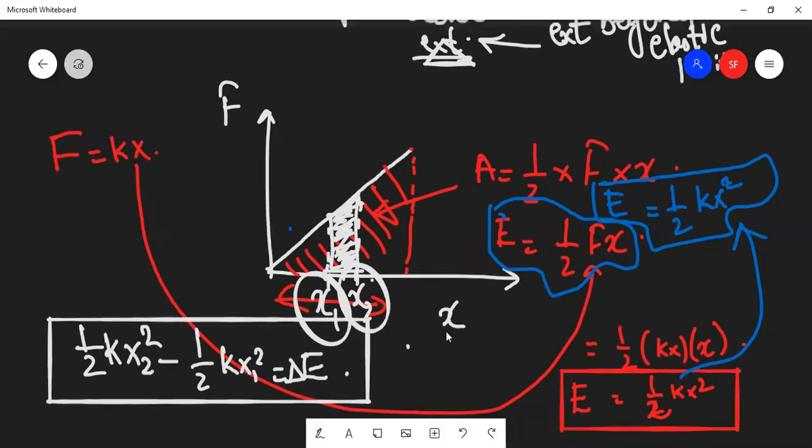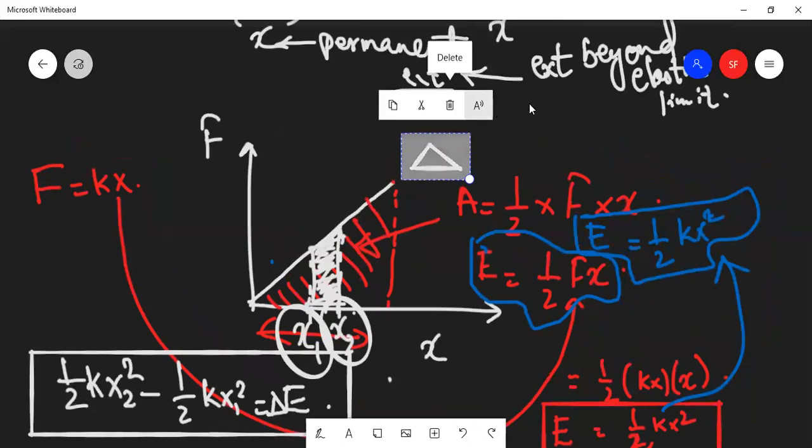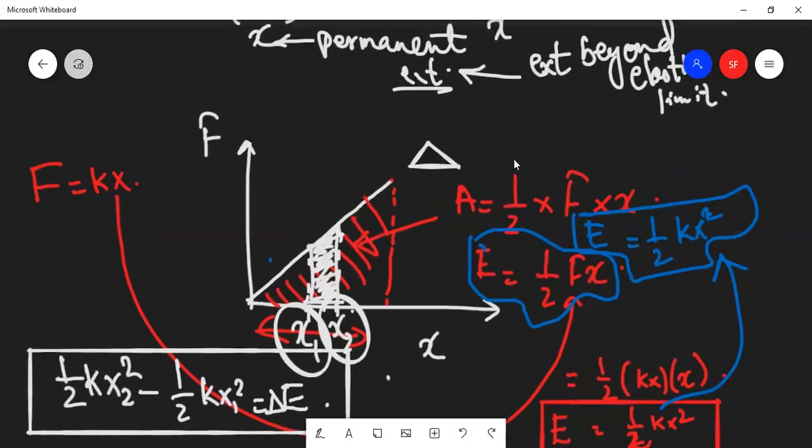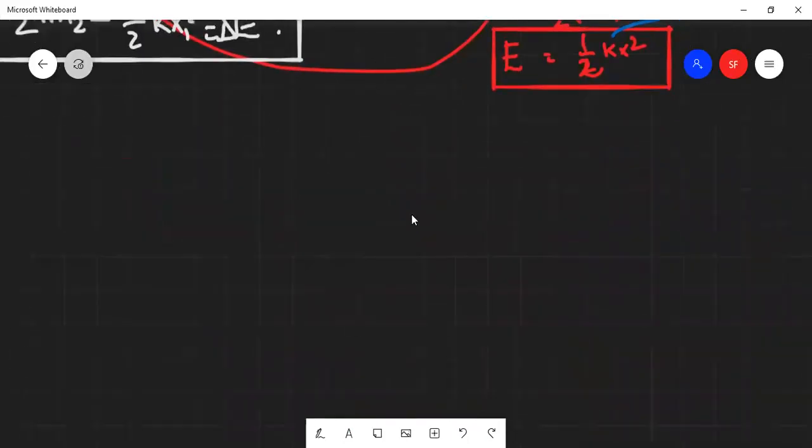Did you get what I just did till here? So the quick recap of your O levels. Not this part, but like the previous one, F is equal to kx. What is elastic limit?